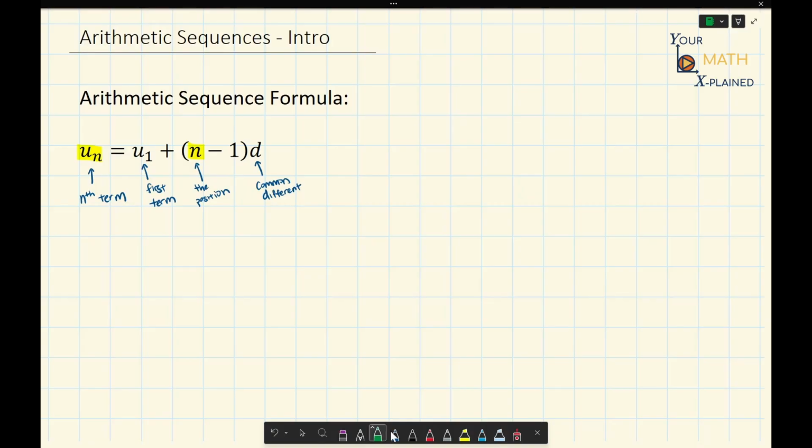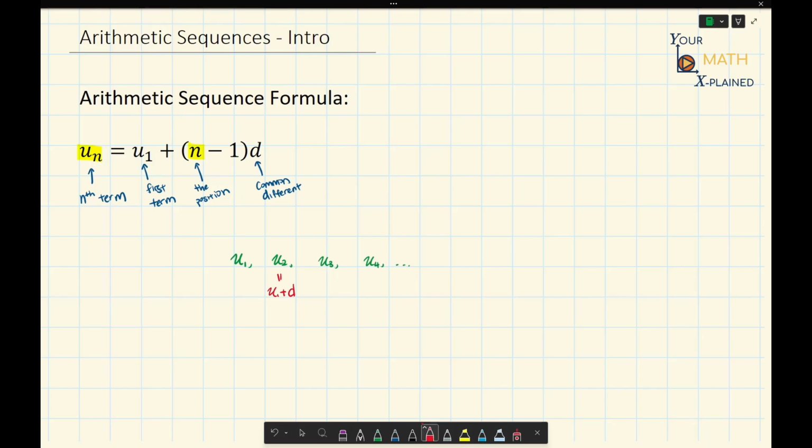So let's take a look at how this formula is built. So if u sub 1 is our first term, then that means u sub 2 is going to be the second term, and then u sub 3 will be the third term, and u sub 4 will be the fourth term, and so on. But because this is an arithmetic sequence, we know that to go from one term to the next, all we do is we add the common difference d, which means in order to get to u2, this is u1 plus the common difference d.